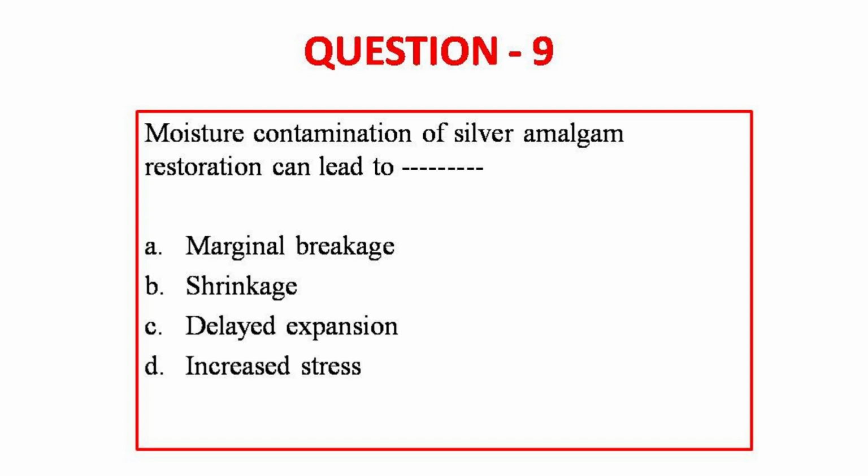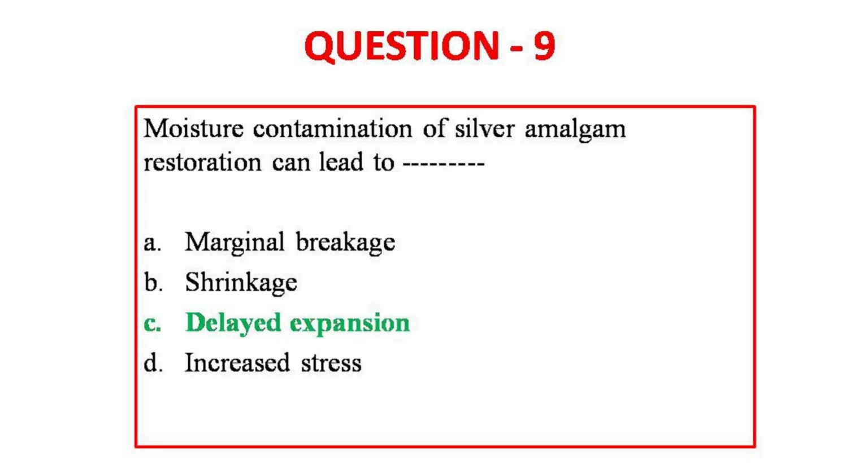Moisture contamination of silver amalgam restoration can lead to, they've given us 4 options: marginal breakage, shrinkage, delayed expansion and increased stress. The answer to this question is delayed expansion. See, normally the zinc acts as a plasticizer, but the main disadvantage of using zinc is delayed expansion on moisture contamination. So because of which the zinc-free alloys are preferred nowadays.